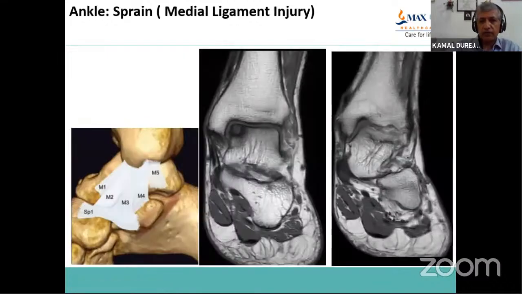And then next is injuries to the medial collateral ligament. So beautifully you can see in the coronal views the whole of the medial collateral ligament, the deeper part and the superficial part. And that's how in ligament injury assessment, MRI becomes an important tool.